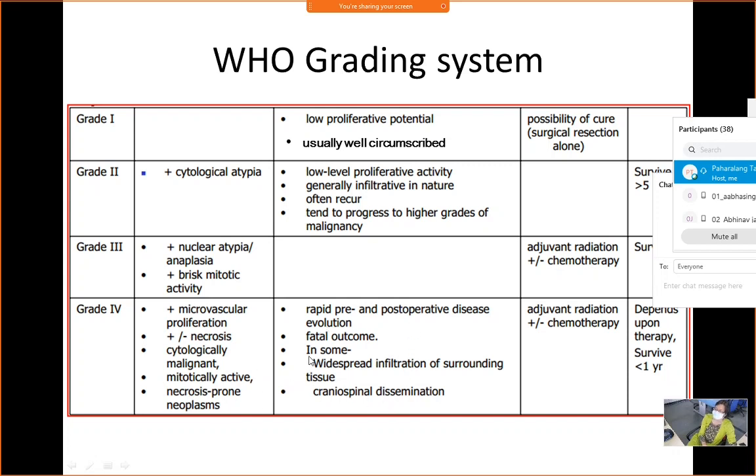So they have a survival rate which is very, very low. Usually the patients don't survive beyond 3 to 4 months. And surgery is done to relieve the intracranial pressure, but most of the time the tumor has infiltrated, so you cannot remove all of the tumor. Adjuvant radiation and chemotherapy has to be given, and depending on the amount which has been removed, depending upon the therapy, survival is usually less than 1 year. So I hope you have understood about the WHO grading system.